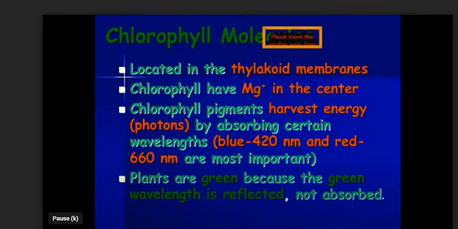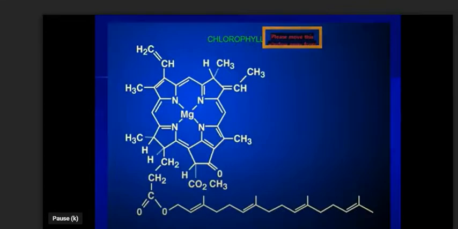So the green color of the plant is not only because of the presence of chlorophyll, but also because of the reflection of green light, which is not absorbed and is only reflected from the plant surface. So this is about the chlorophyll molecules, and this is the molecular structure of chlorophyll. We see the centrally located magnesium, these four nitrogens, and the remaining carbon and hydrogen. So this is the molecular structure of the chlorophyll molecule.